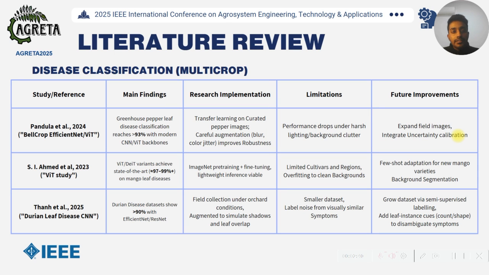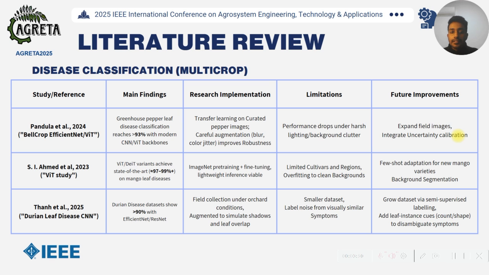When we talk about the literature review, we selected recent studies that we worked on. One highlighted piece of research used a bell crop dataset for diseases with a CNN model, and an EfficientNet and transformer model provided more than 93% accuracy. That is a really good result.